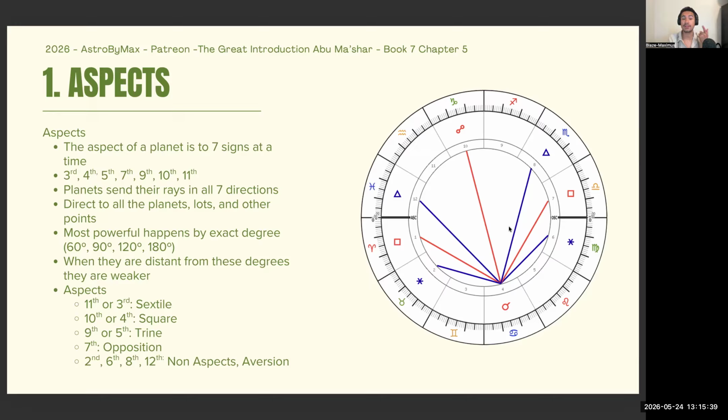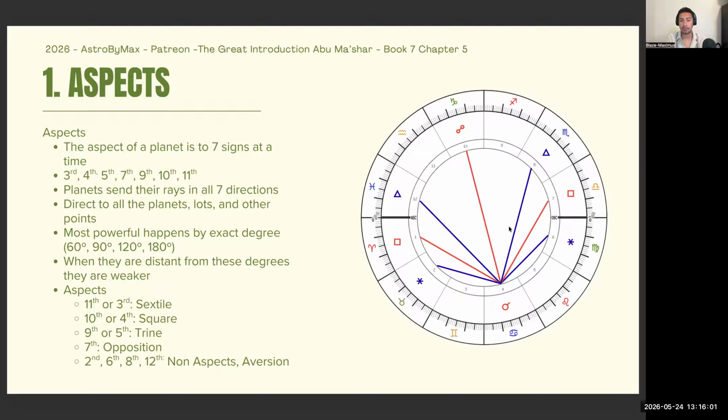We're told that the most powerful aspect generally is when it happens by exact degrees. When planets are exactly 60 degrees for a sextile, exactly 90 degrees, exactly 120 or exactly 180, you will feel the maximum intensity of the nature of that aspect. But when they are distant from those degrees, they are weaker.